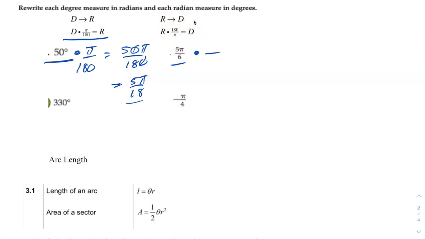Basically, I want to get rid of the pi. That's the way I should remember it. So pi's on the bottom, 180 on top. The pi's cancel out. I get 5 times 180 over 6, and I'm going to reduce this. I can actually reduce these easier. 18 divided by 6 is 3, so 180 divided by 6 is 30. So I get 150 degrees.